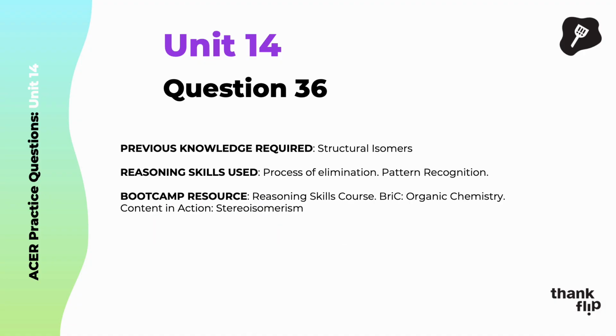So for this question, you needed to know a little bit about what structural isomers actually are. And so for that, we have a bridging course and content in action. We have the organic chemistry bridging course and the stereoisomerism content in action. And then also we used the process of elimination as well as pattern recognition, because it's pretty much just counting carbons, hydrogens, and oxygens. So once you can recognize that, then it becomes a lot easier.